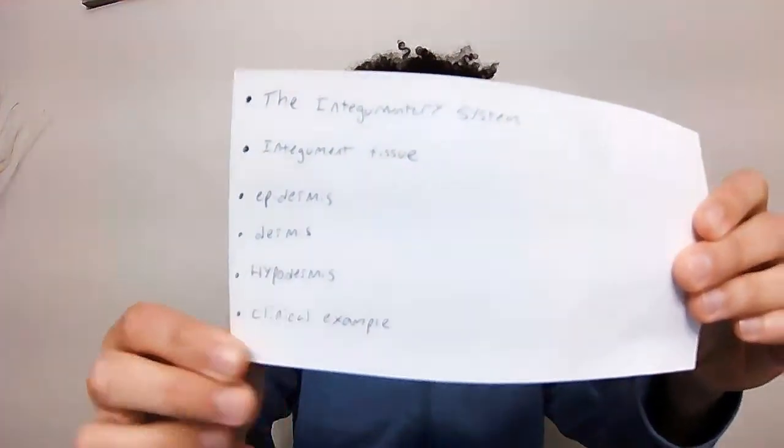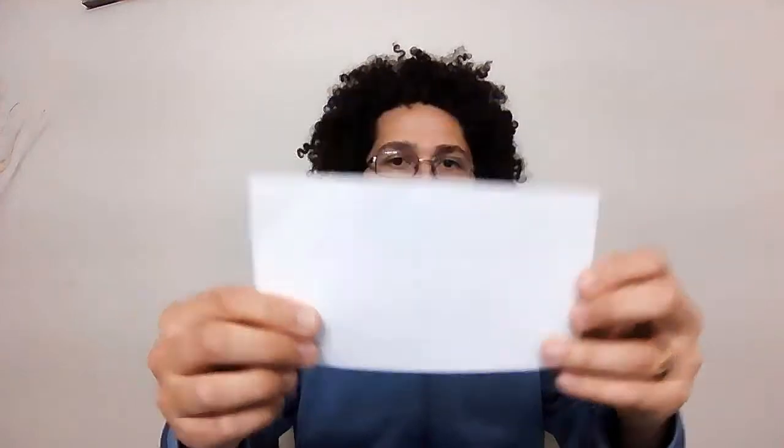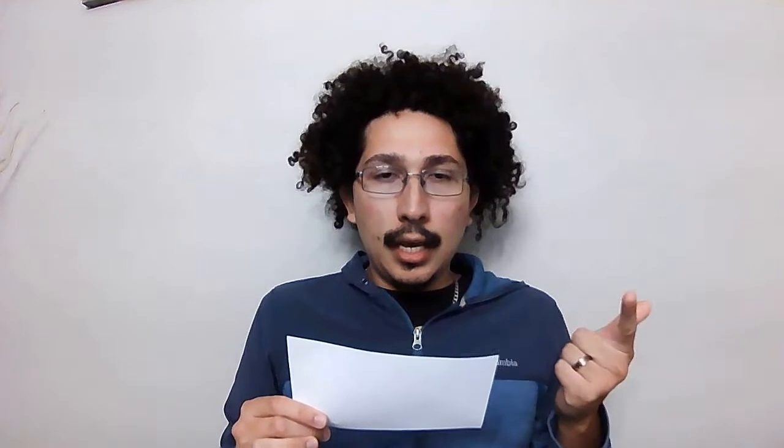Here's my flashcard I'm going to be using. Today we're going to be talking about the integumentary system. Now, the integumentary system, or integument, consists of the hair, skin, glands, and nails.